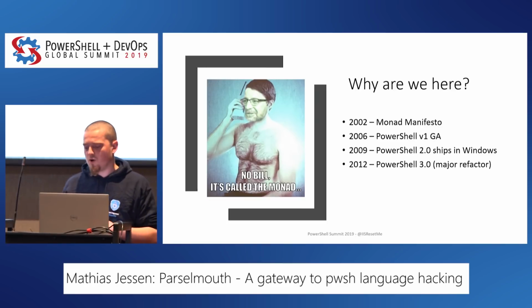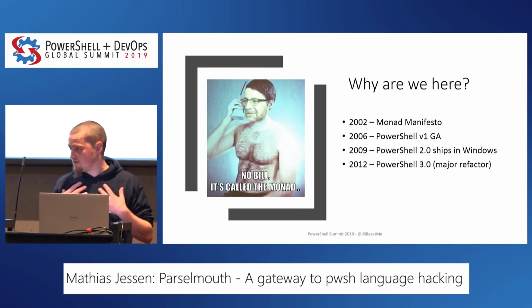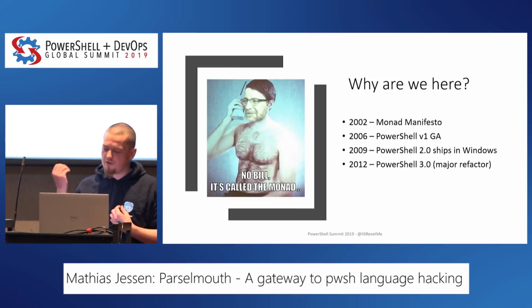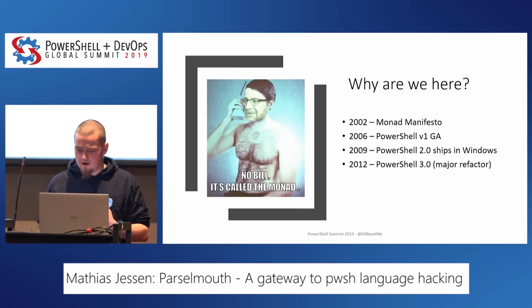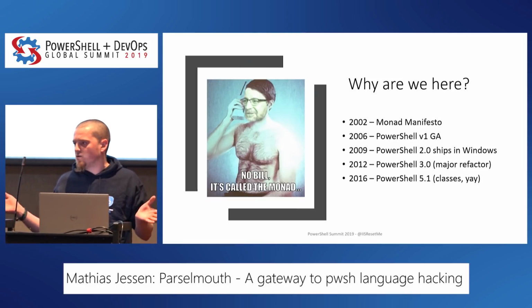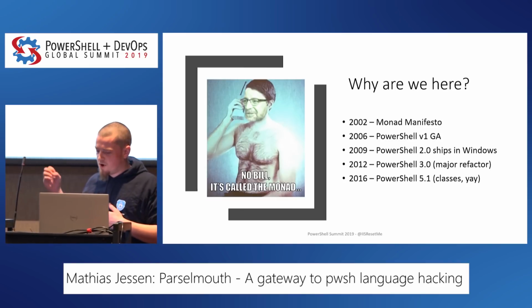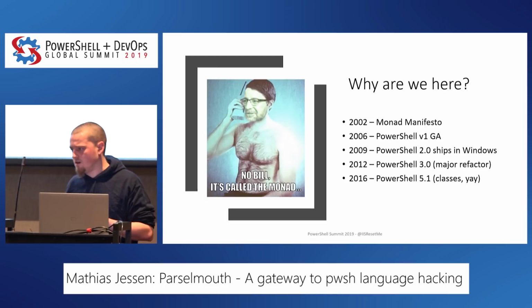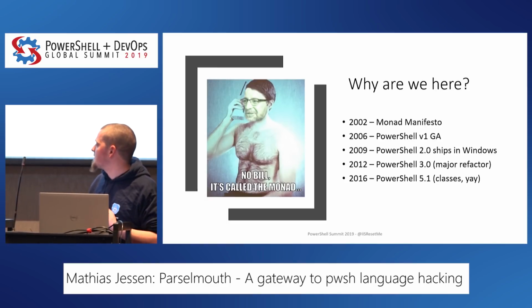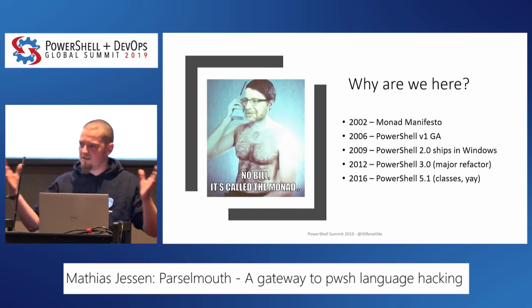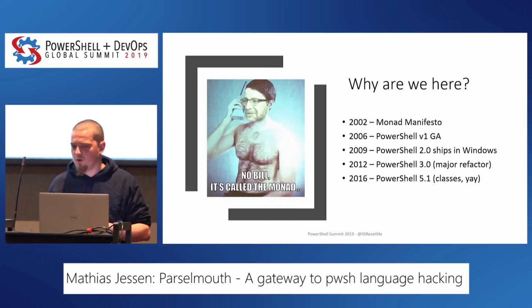PowerShell 3.0 I want to point out because, as my understanding from anecdotal evidence, this was a major refactor of the language, and I think we're going to see that in the way the parser behaves. 4 we're going to skip over, not because I don't like DSC, but that was the only highlight of that release. In PowerShell 5.0 in 2016, we got a bunch of new language constructs for defining types, namely classes and enums, again expanding the surface and applicability of the language.